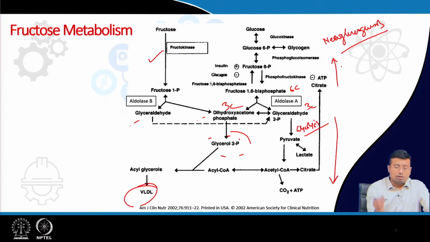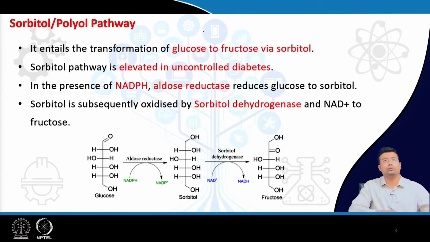So, remember three important enzymes: fructokinase, aldolase B, and triose kinase. Anywhere glyceraldehyde is the source, it can be converted to its phosphate by triose kinase. So, this is the most important enzyme, aldolase B. This is also important. Why? We will see very soon.